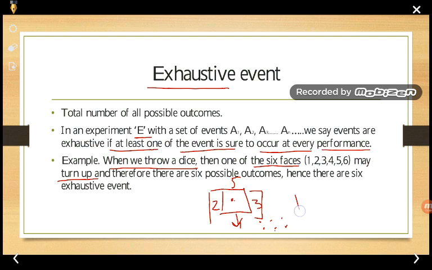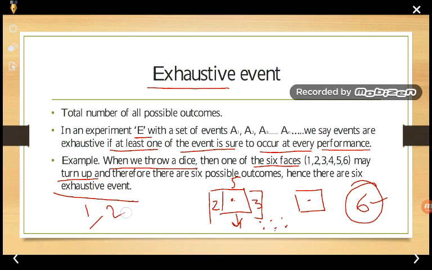जब हम डाइस को थ्रो करते हैं, then we can say that only one of the faces will show up or turn up. Therefore, there are 6 possible outcomes. कितने outcomes हो सकते हैं? There may be 6 possible outcomes. Hence, there are 6 exhaustive events. तो कितने events हो सकते हैं? 6. Whenever we throw a dice, the number of possible outcomes will be 6.